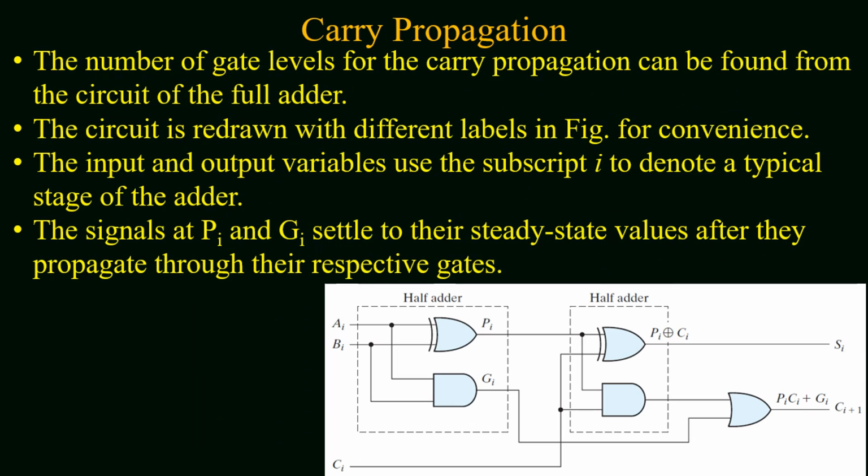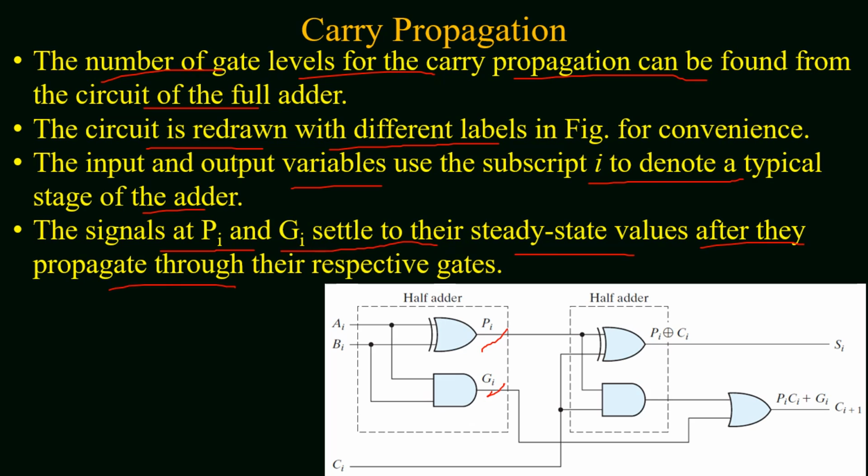Now, the number of gate levels for the carry propagation can be found from the circuit of the full adder. The circuit of the full adder is redrawn with different labels in the figure for convenience. The input and output variables use the subscript i to denote a typical stage of the adder, and the signals at Pi and Gi settle to their steady state values after they propagate through their respective gates. And you can observe in the figure that a full adder is being implemented with two half adders.